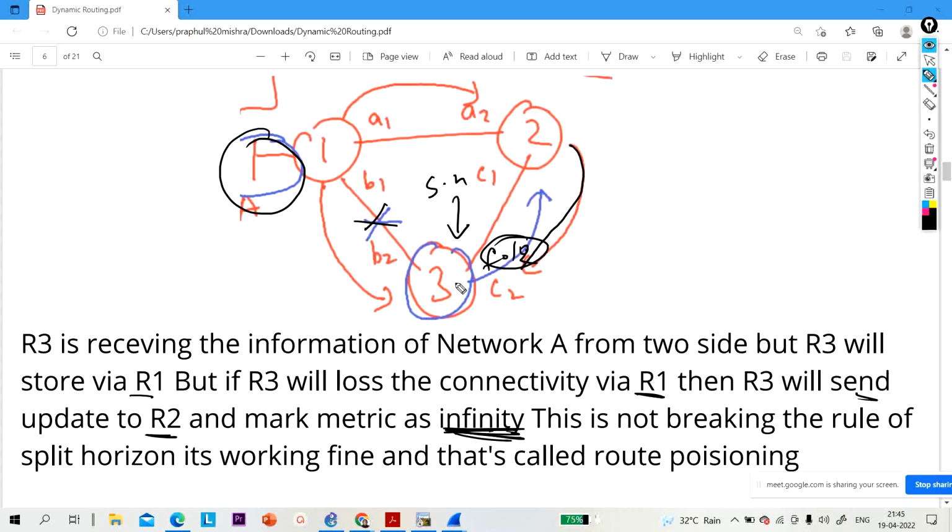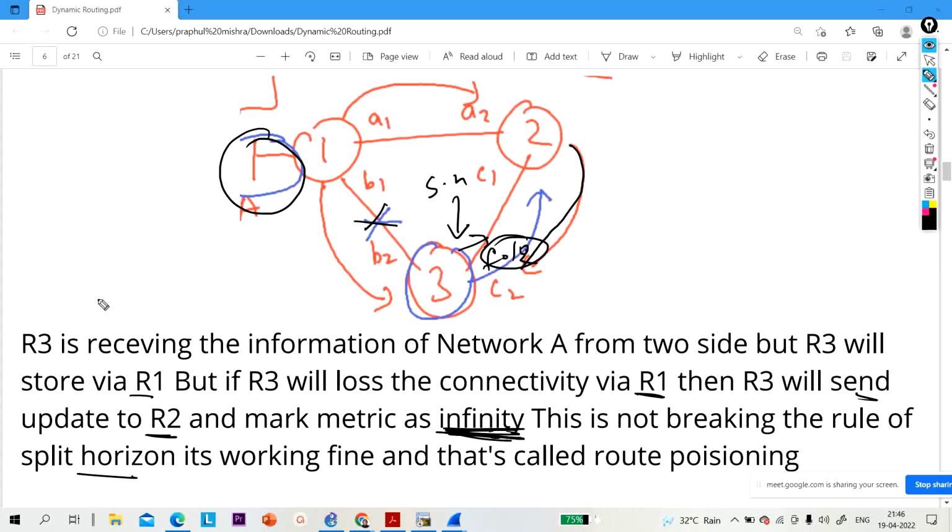Split horizon. What is split horizon telling? Split horizon is telling that you will never send the information of a network out of the interface on which you are receiving that network. But guys, this is not breaking the rule because the metric is infinity. So this is not breaking the rule of split horizon. It's working fine. Yes, they will mark the metric as infinity. If any router receives an update where it finds the metric as infinity, that router comes to know that this router is asking, do you have connectivity to this network or not? If yes, then please share it with me also.